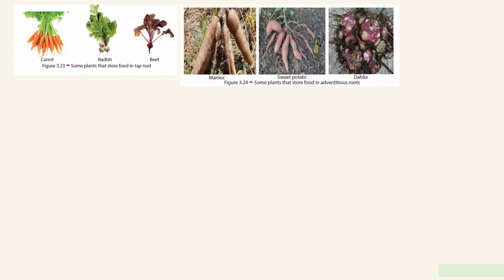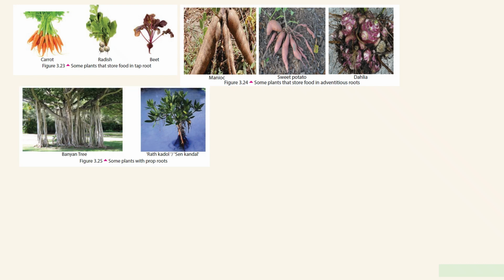Here you can see some examples for the specialized roots. Some plants that store food in taproot: carrot, radish, beet. Some plants that store food in adventitious roots. Adventitious roots are the roots that grow instead of the taproot and lateral roots of the plant. Manioc, sweet potato, and dahlia.